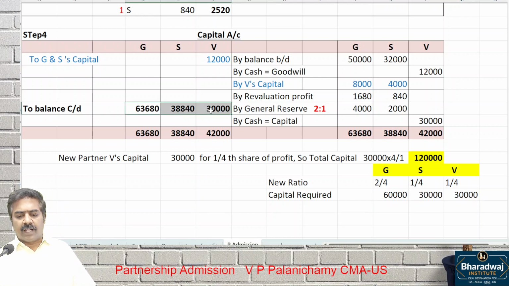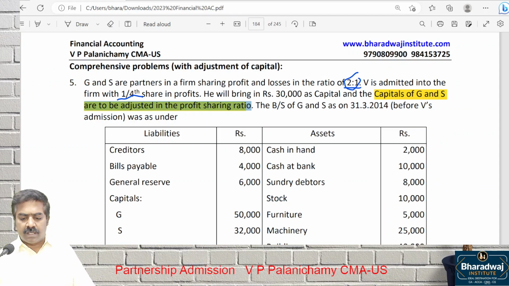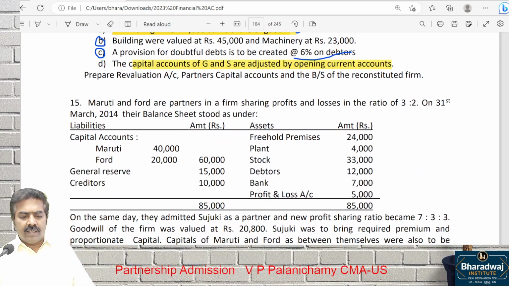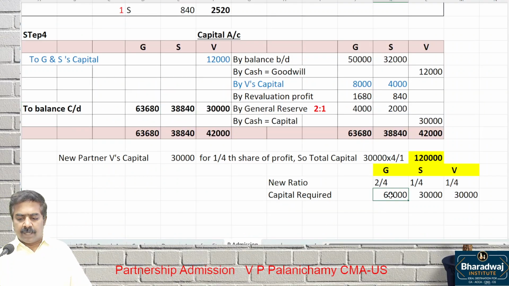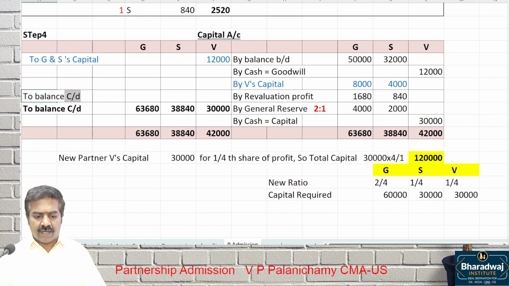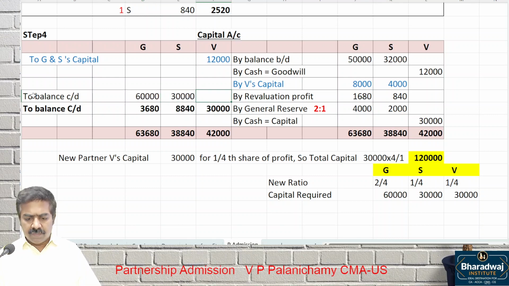But what is the actual capital? Is it more or less? How much is there? Clear. How to adjust it? Look at the last line: the capital of G and S are to be adjusted by opening which account? Simple. This becomes like a fixed capital. 60, 30, 30 becomes like what? Fixed capital. So to balance carry down, how much? 60,000, 30,000, 30,000 becomes like fixed capital.